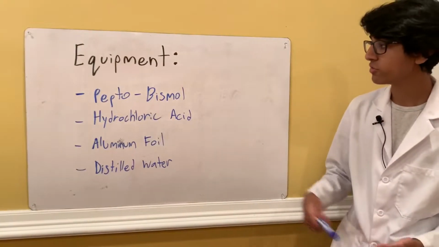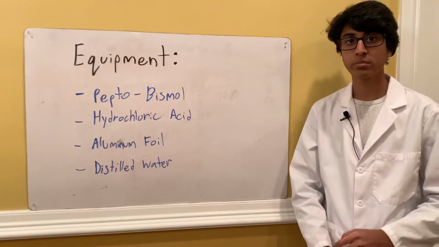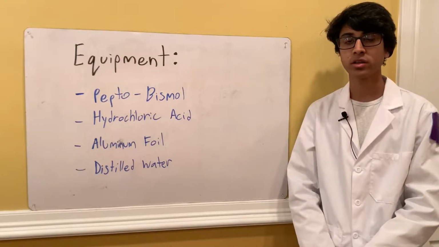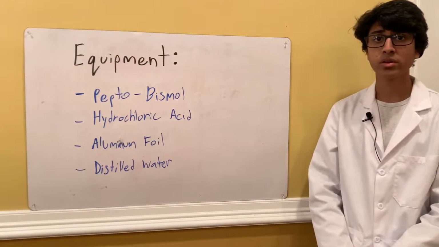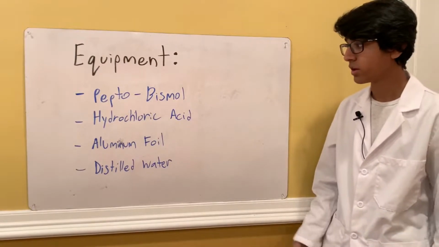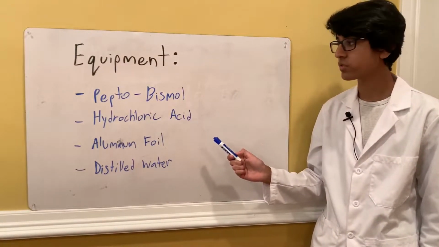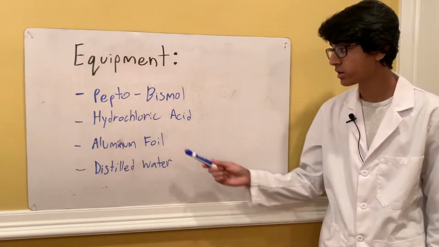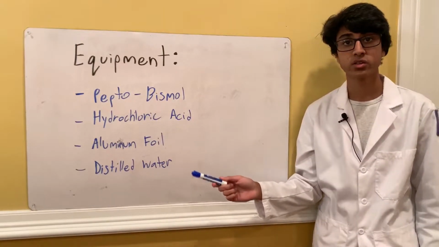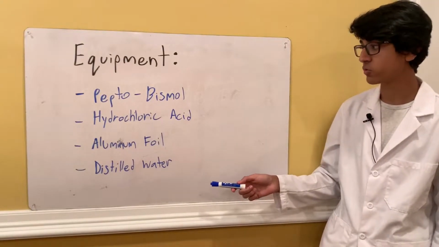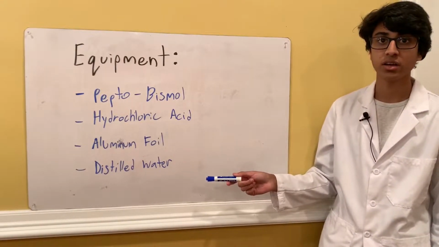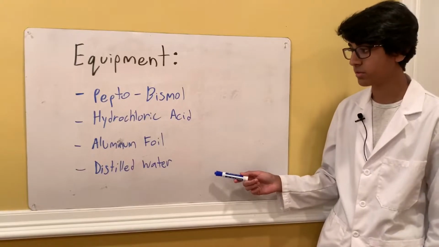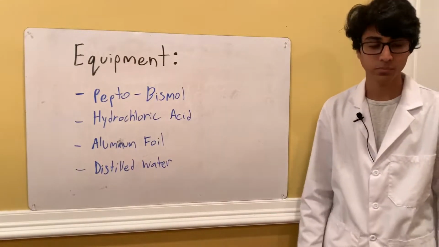The equipment includes Pepto-Bismol. This can either be in the tablet form or in the liquid syrup form. We're going to be using the liquid syrup form. Hydrochloric acid, which will be reacting with the Pepto-Bismol in order to extract bismuth chloride. Aluminum foil, which will be reacting with the bismuth chloride that was produced in the previous reaction in order to extract bismuth. And then distilled water.